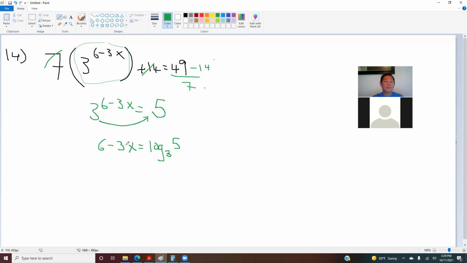Now we get rid of these 2. The 6, what do we do with him? You're gonna move the 6 to the other side, so you minus 6, and divide by negative 3. You got negative 3 there. So what you need to do here is take out your calculator, do log 5 over log 3. This is correct. And then whatever you get, minus 6, and then divided by negative 3.